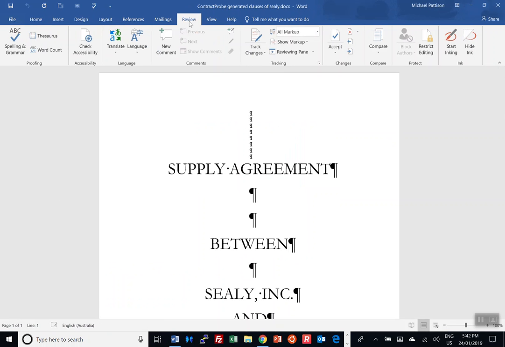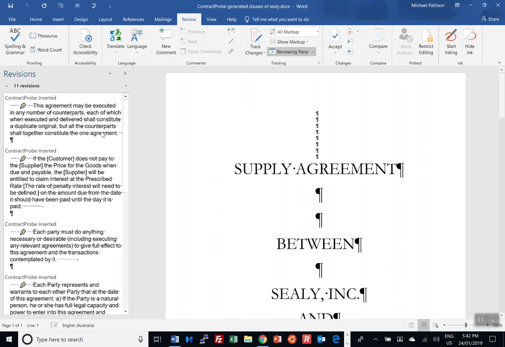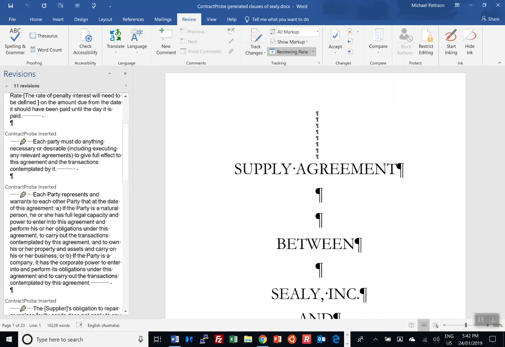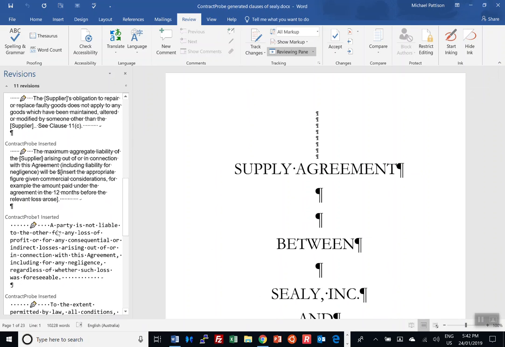In track changes, all of the ContractProbe changes are shown, and so the user is able to quickly go through using the reviewing pane and look at where particular drafting has been provided.